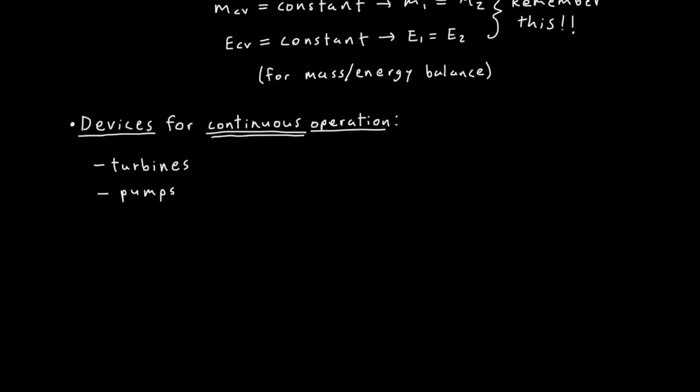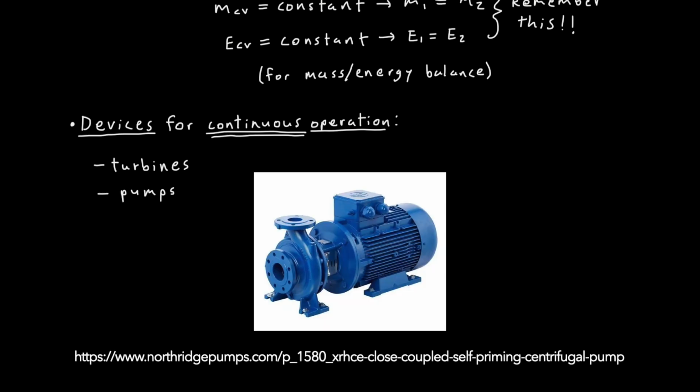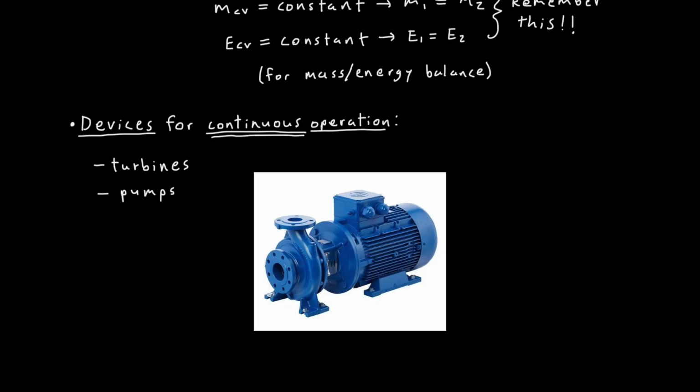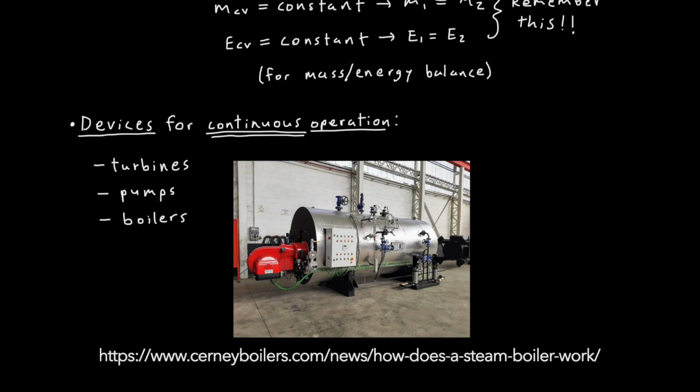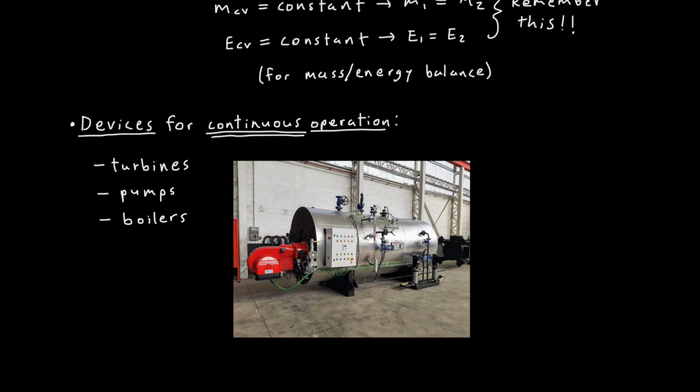Next, we have pumps, which are also widely used in a variety of applications. Now pumps are typically used for basically moving a fluid from one point to another. And this is done by applying work energy, typically from electricity. Next up, we have boilers, which you could say are typically the core of a power plant.